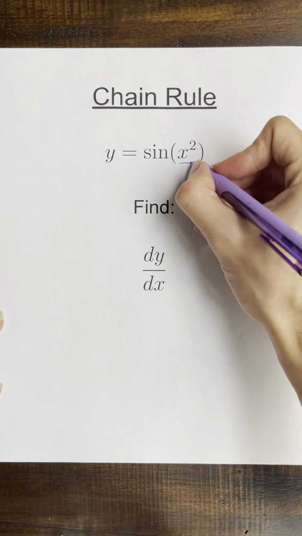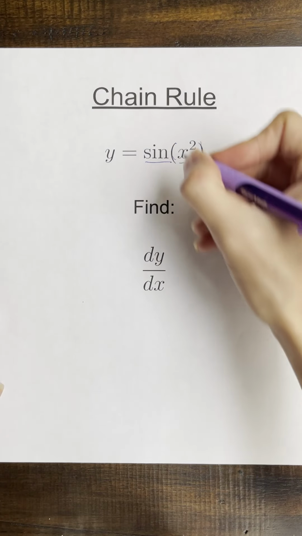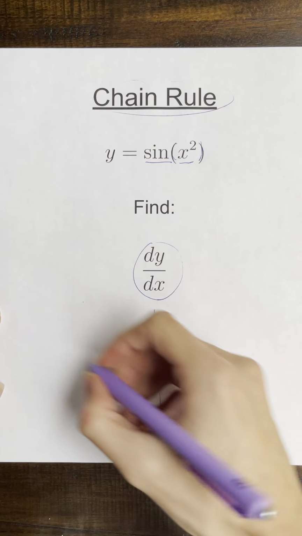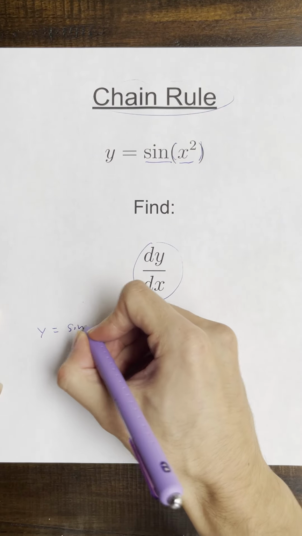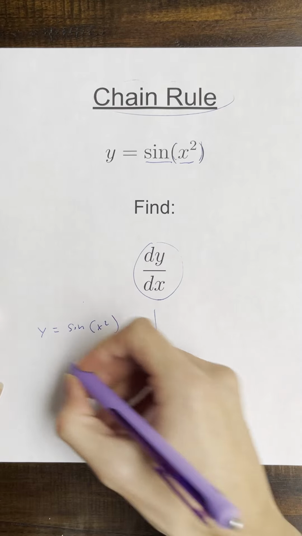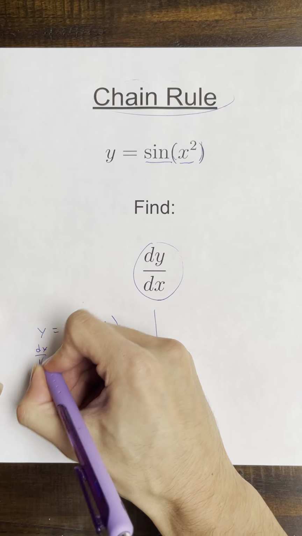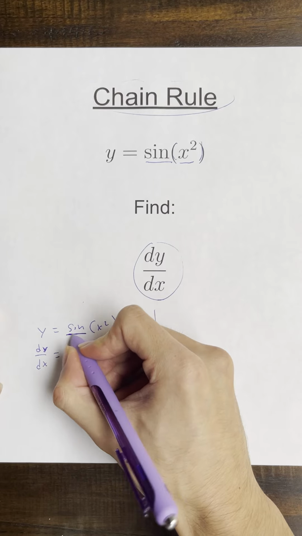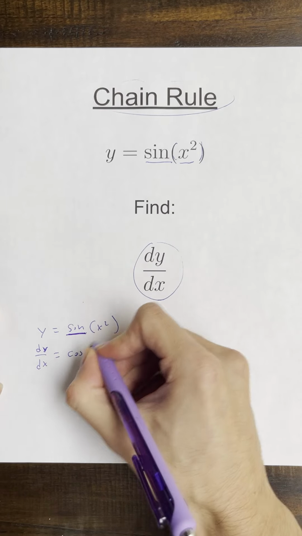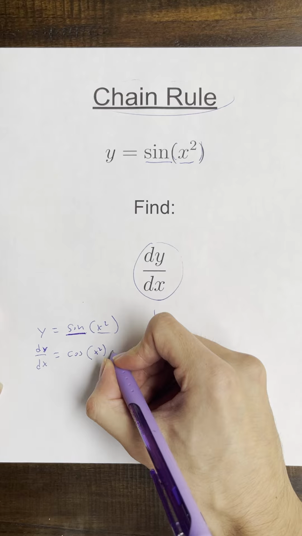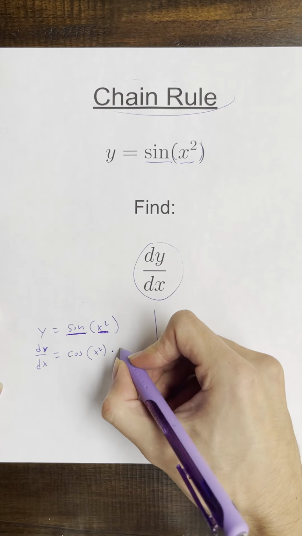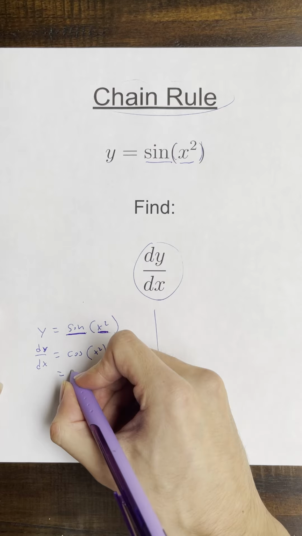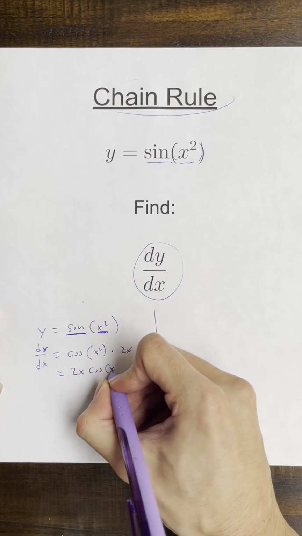If you see a function inside of another function and want to take the derivative, use chain rule. So how can we use chain rule to find the derivative of sine of x squared? So the derivative, dy/dx, to find that, you need to take the derivative of the outer function first, don't change what's inside, and then multiply by the derivative of the inner function. Okay, so cosine of x squared times 2x is the same thing as 2x times cosine of x squared.